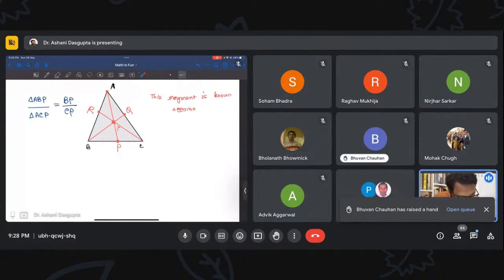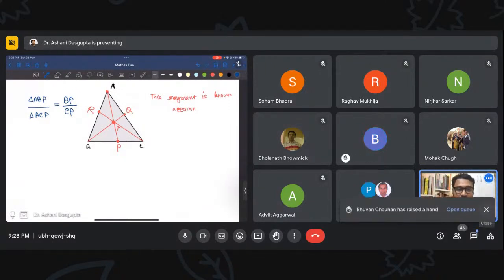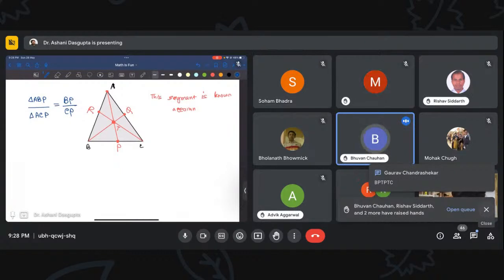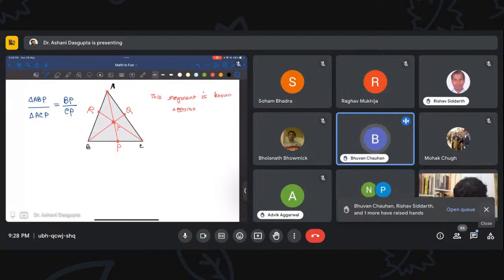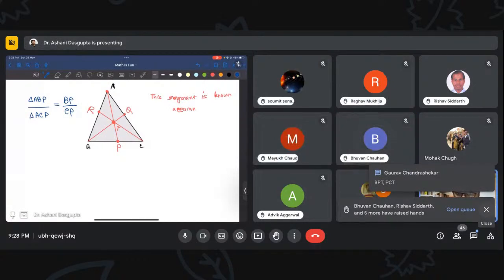So there are two other triangles whose ratio of areas is also BP is to CP. Okay, Bhuvan Chauhan, tell me which two triangles are those? So triangle ATQ and triangle QTC, and similarly triangle ATR and triangle. Wait, okay, it's not AQ upon QC, right. Advik Agarwal, could you tell me?